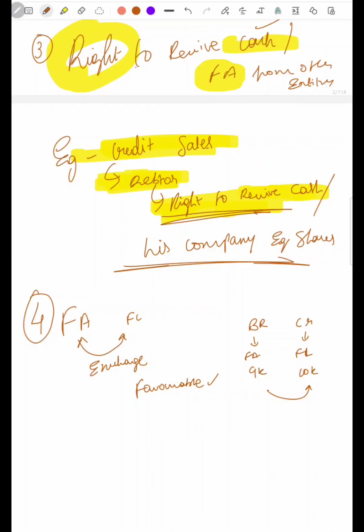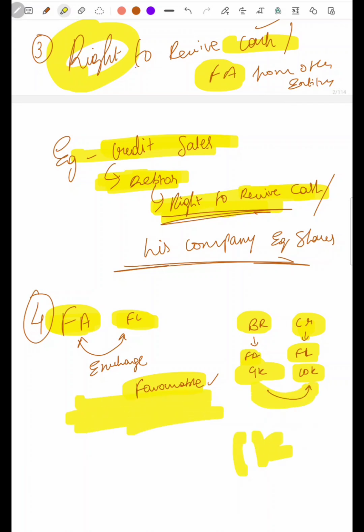Now the next scenario, if the financial asset is being exchanged with the financial liability under a favorable condition, then it's going to be a financial asset. For example, there is a creditor to whom I have to pay 10,000. So it's a financial liability, creditor, but I'm giving him bills receivable worth 9,000. So which implies that there is a favorable condition. 1,000 rupees less I'm giving. So that indicates my favorable condition. So this will come under the category of financial asset.